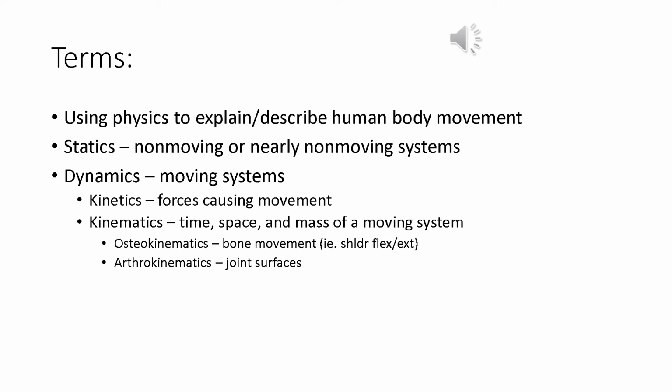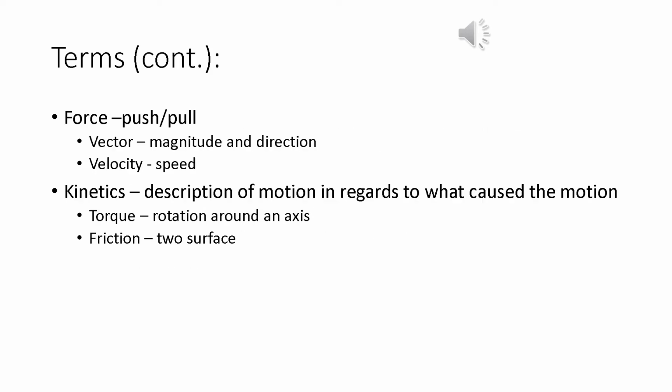When we think about kinematics, there are osteokinematics. Those are the things that impact the movement of bones, a bone-on-bone type of movement. We've already learned a little bit about arthrokinematics, which is the movement that actually occurs at the joint surfaces. More about motion and specifically what causes motion.